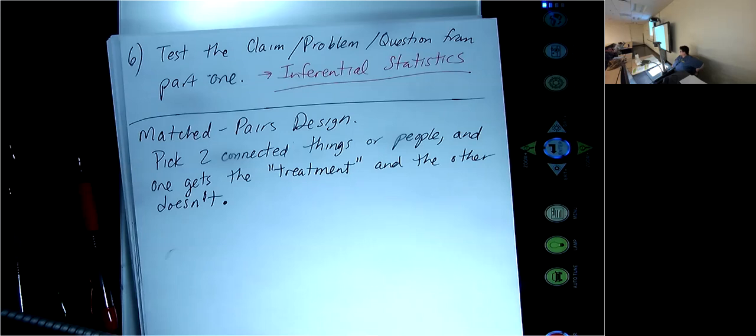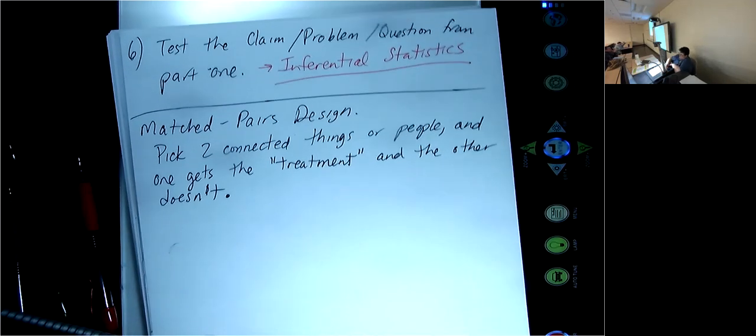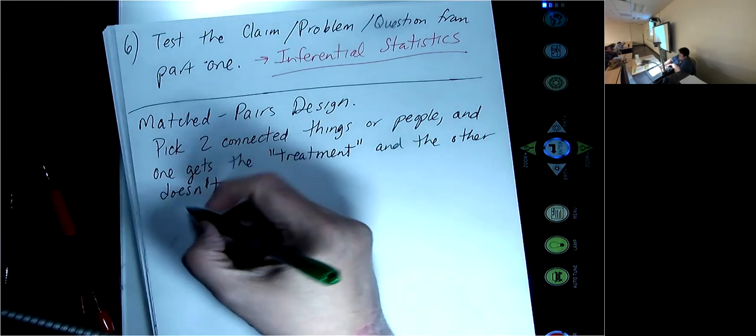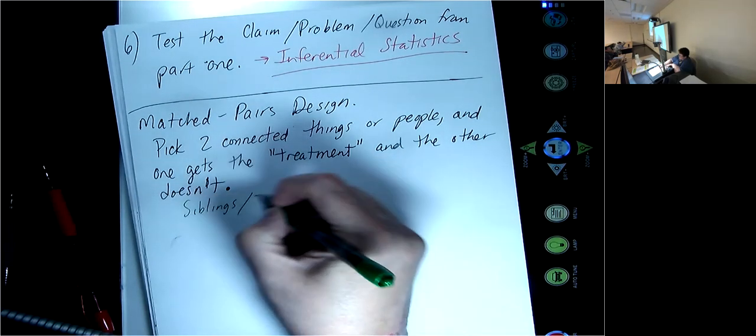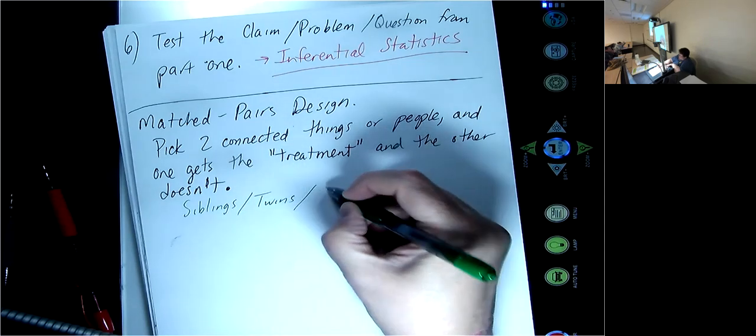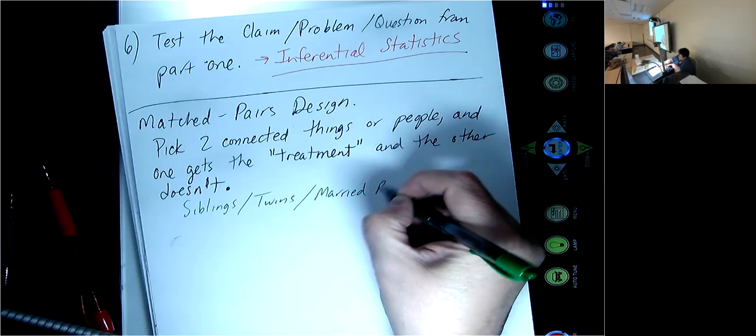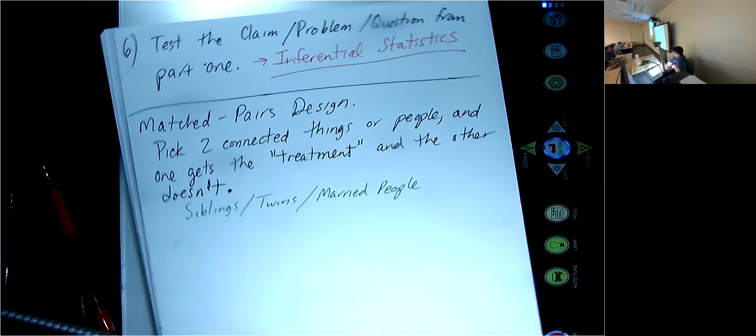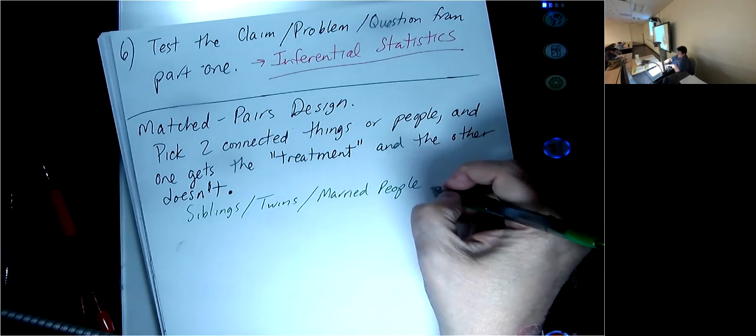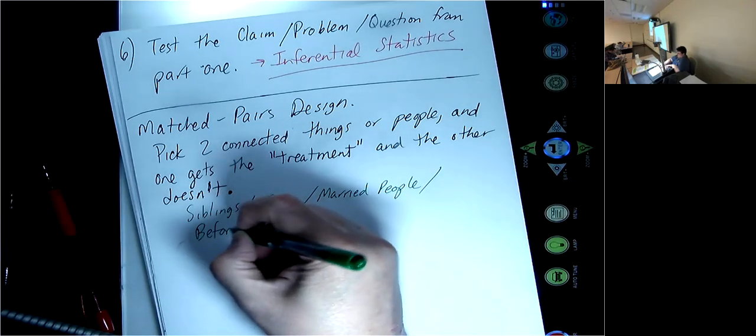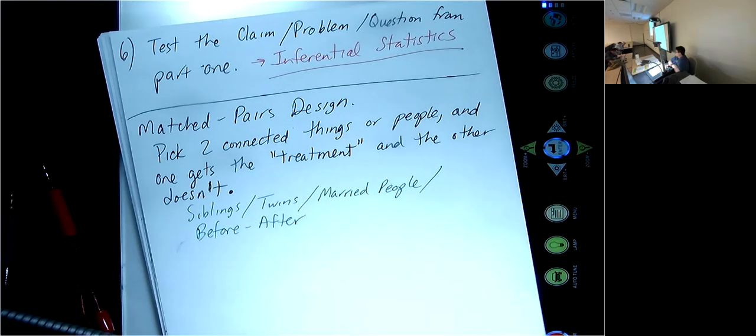If you do something like that, where one half of the pair is male and the other half is female, try to change which set gets the treatment. Don't do all males get the treatment and then all females don't. You're kind of having a bias embedded in there from that. But things that fall in this category, like I was saying, siblings, twins, married people, before and after. Those are things that come in pairs, and you don't have to change the individual.